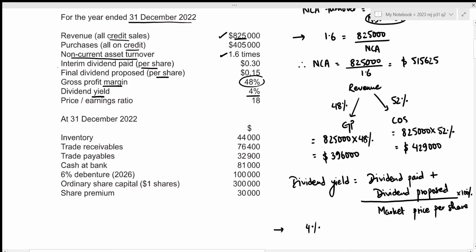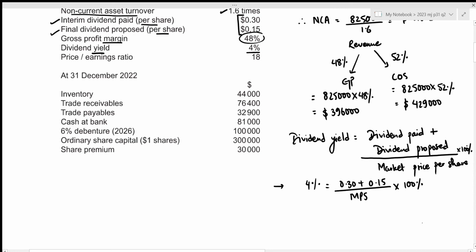Then we're also given information regarding interim dividend paid and final dividend proposed. So we need to write these two rates in our numerator. So that will be 0.30 plus 0.15 divided by our market price per share multiplied by 100%. Now we can easily solve for the market price per share. That is just going to be equal to 0.30 plus 0.15 divided by 4 multiplied by 100, because we can just cancel the percentage signs on both sides. And this gives our market price per share to have the value of 11.25.